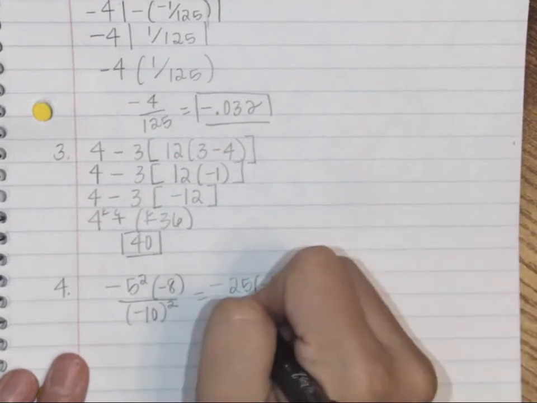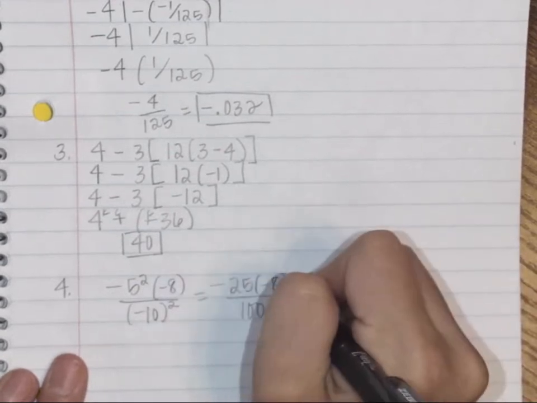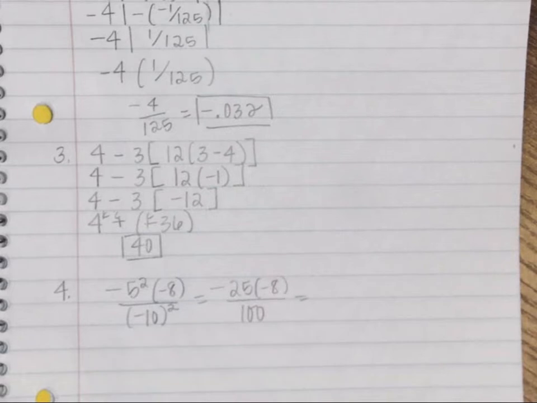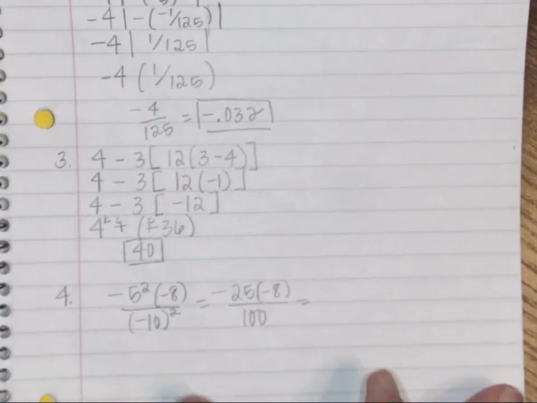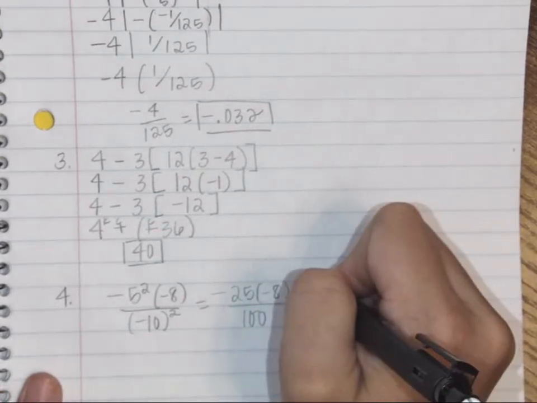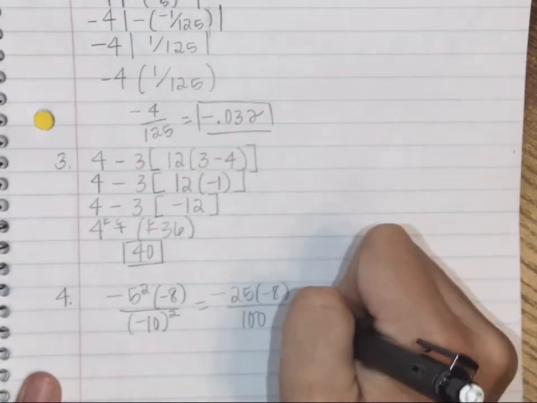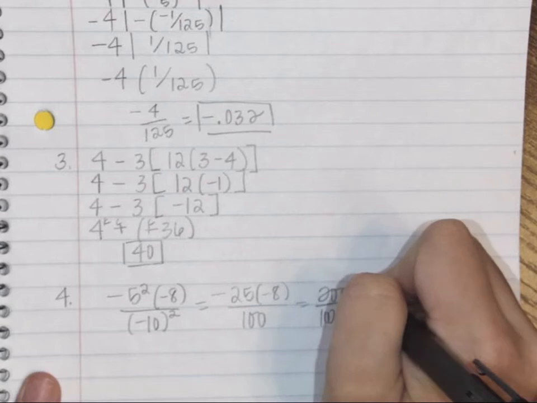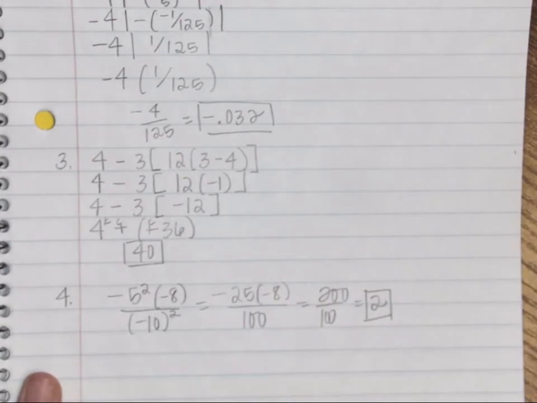We have negative 10 squared, which would be 100. And now we can do that multiplication. So negative 25 times negative 8 would be 200 divided by 100, and now we can simplify those at the end.